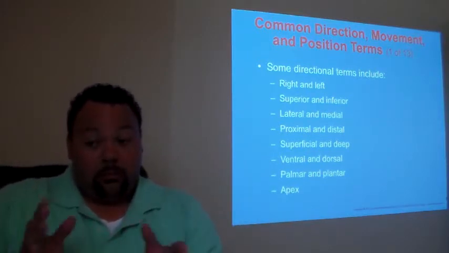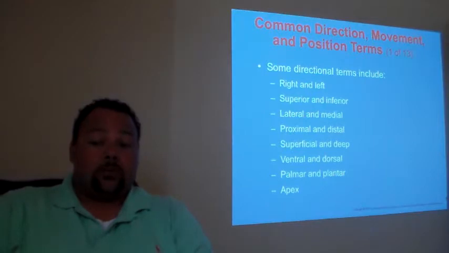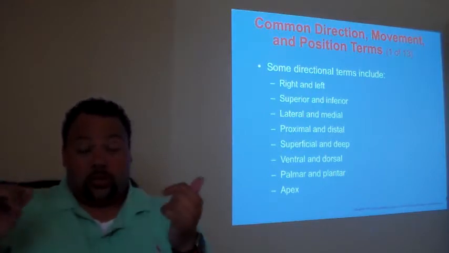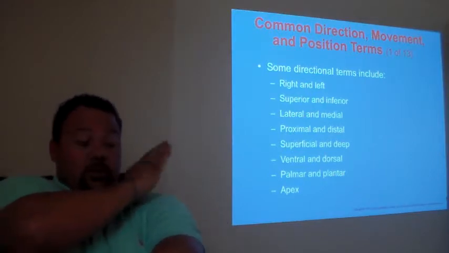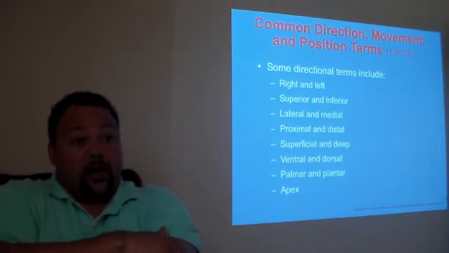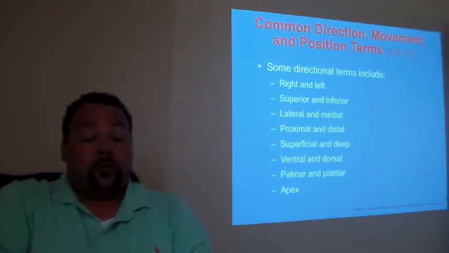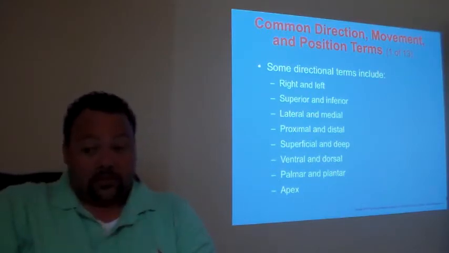Okay, medial means middle. Proximal means closer to, so when we talk about the proximal humerus, that's up here. Distal humerus is down here at the elbow. Okay. Superficial means it's on the top. Deep means obviously it's deep.